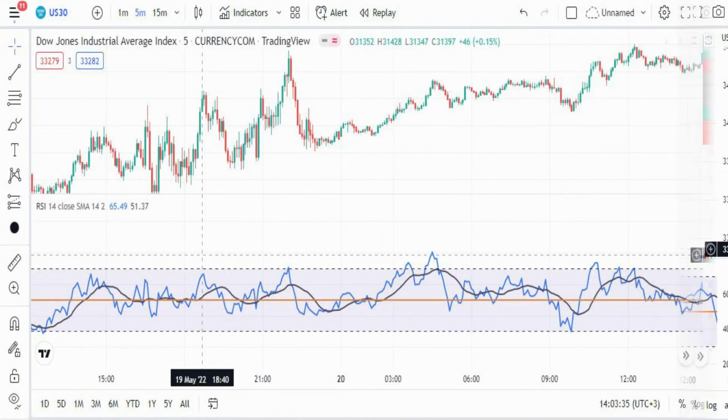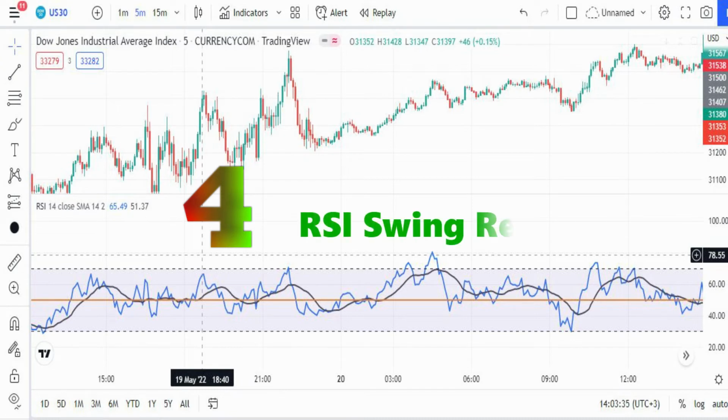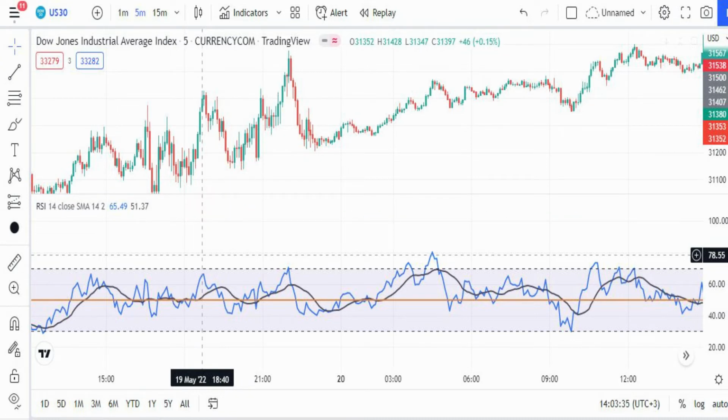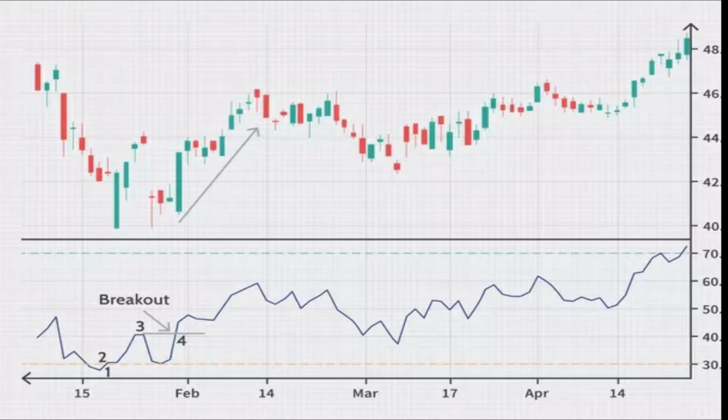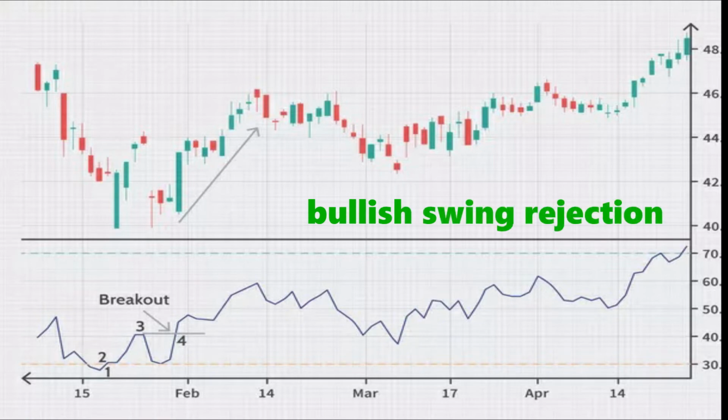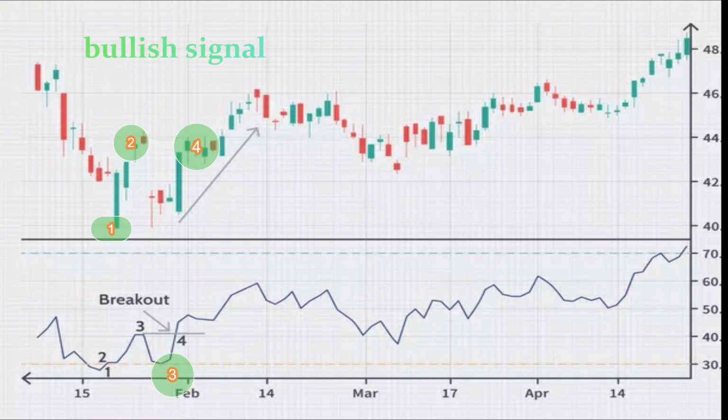Number 4. RSI swing rejections. Another trading technique examines the RSI's behavior when it is re-emerging from overbought or oversold territory. This signal is called a bullish swing rejection and has 4 parts. 1. The RSI falls into oversold territory. 2. The RSI crosses back above 30%. 3. The RSI forms another dip without crossing back into oversold territory. 4. The RSI then breaks its most recent high.